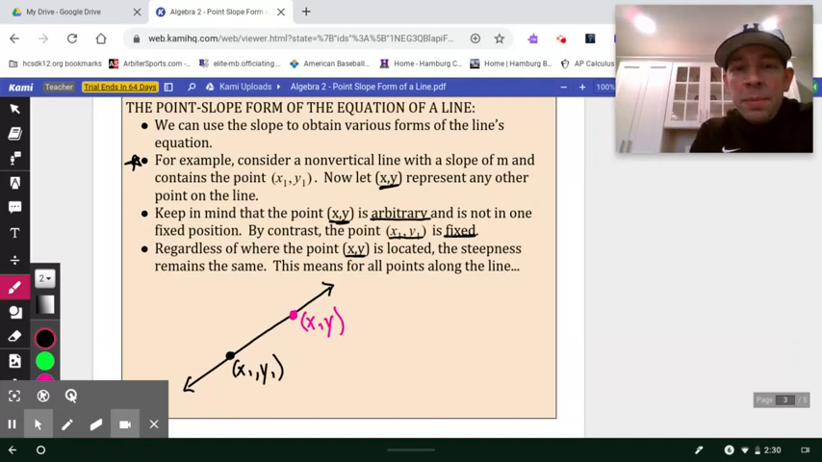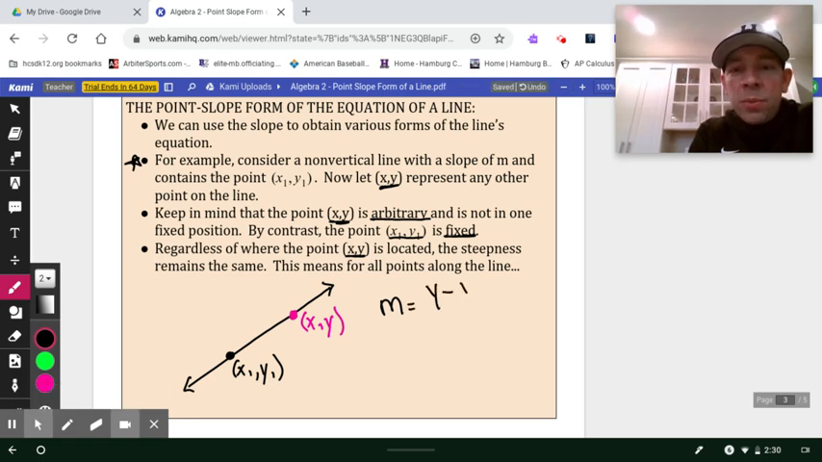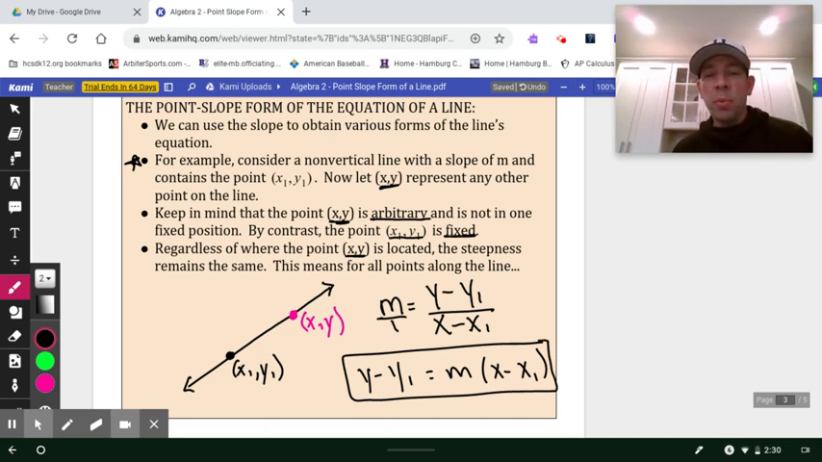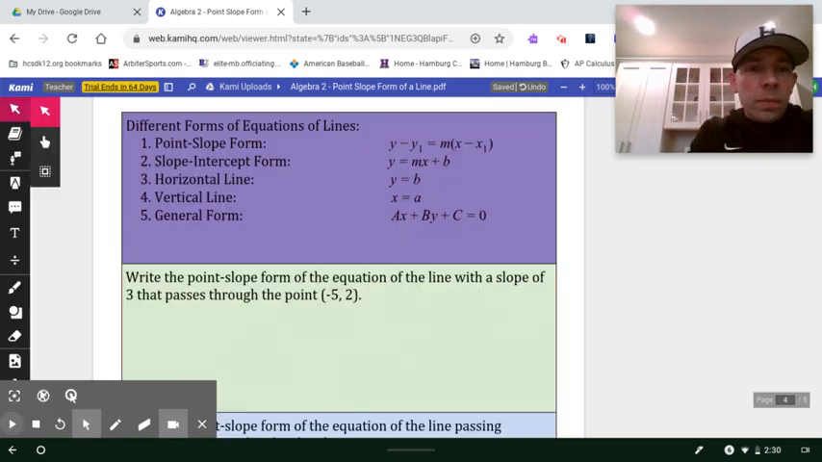So what does that mean? This means for all points along the line, my slope is guaranteed to be y minus y1 all over x minus x1. And if you want to pretend that m is m over 1, we're going to cross multiply. We'll get y minus y1 equals m times the quantity x minus x1. And what we've done is we've just created the formula that we're going to use today. It's called the point slope form of the equation of a line. I promise that's the most deep theoretical thought that we're going to get into today.